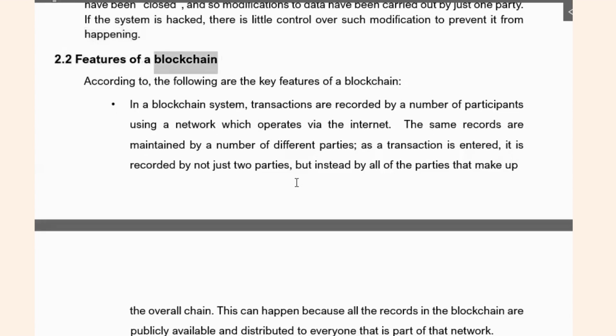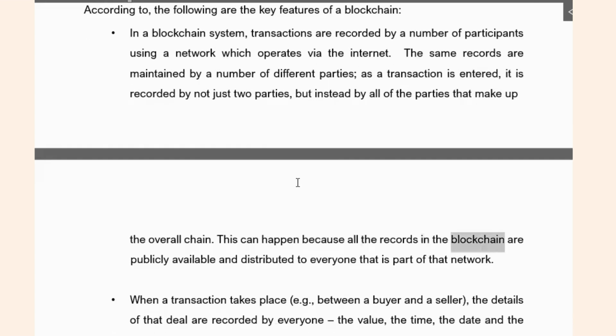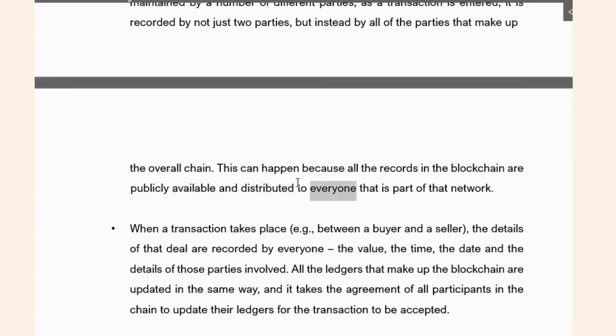2.2 Features of a blockchain. According to Park, Kim, and Ryu, the following are the key features of a blockchain. In a blockchain system, transactions are recorded by a number of participants using a network which operates via the Internet. The same records are maintained by a number of different parties. As a transaction is entered, it is recorded by not just two parties, but instead by all of the parties that make up the overall chain. This can happen because all the records in the blockchain are publicly available and distributed to everyone that is part of that network.